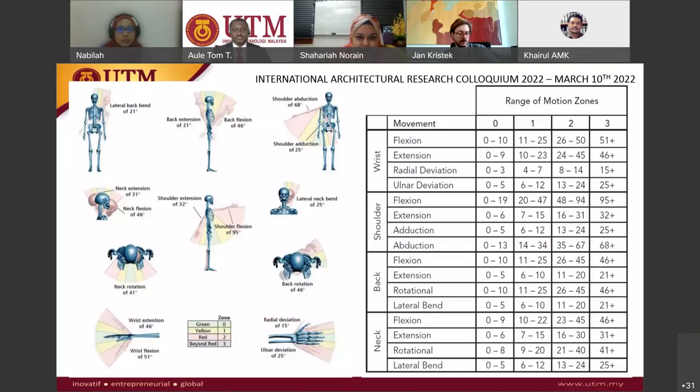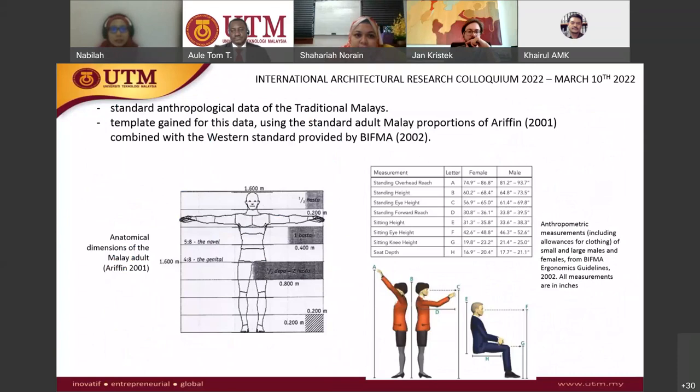So if it goes beyond the red zone, the furniture or equipment is considered less ergonomic because it harms the user in the long run. So basically, what I had to have on hand was standard anthropometric data of the traditional Malays. This I took from a previous study, the template used, and also combined with the one used by BIFMA.